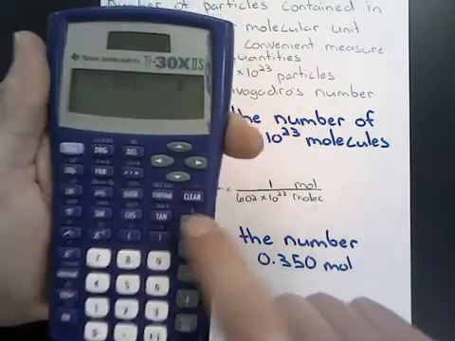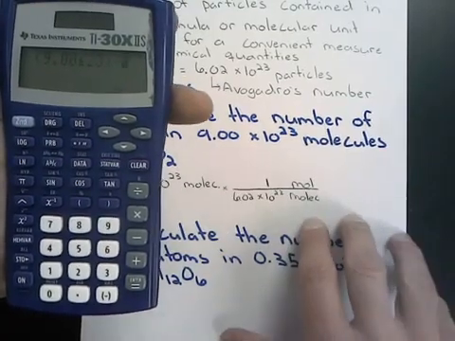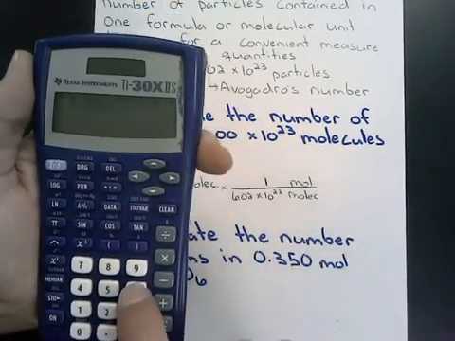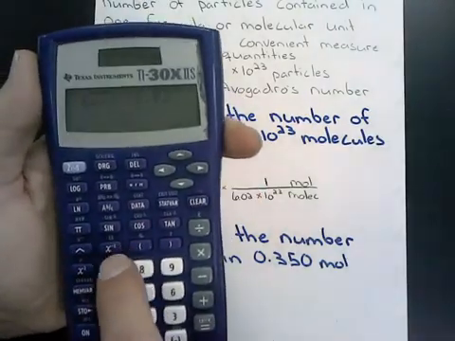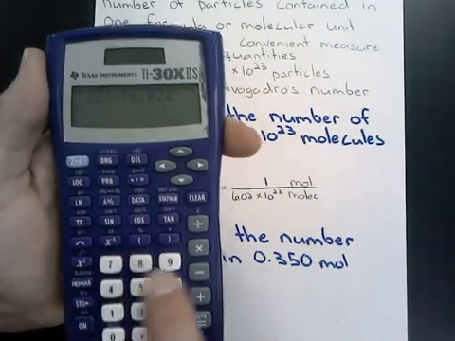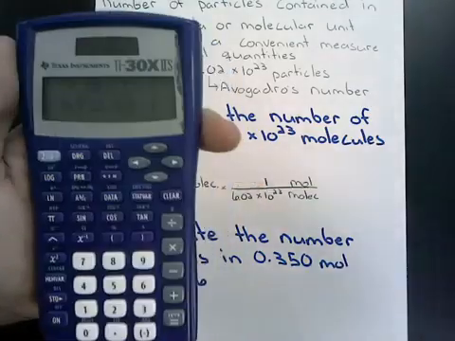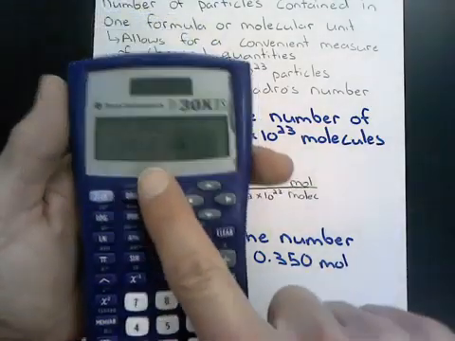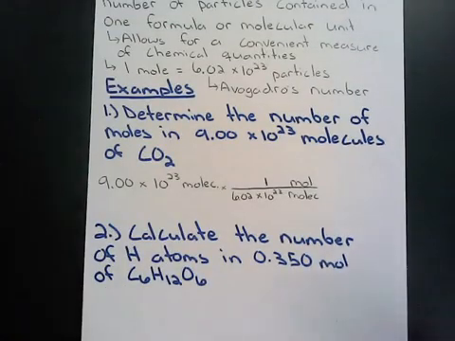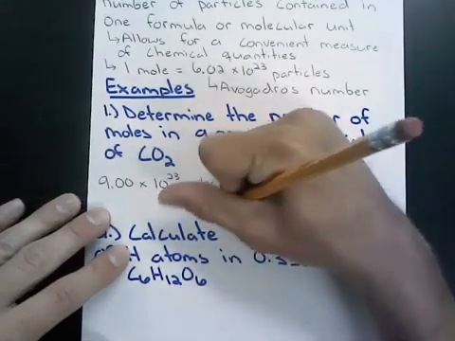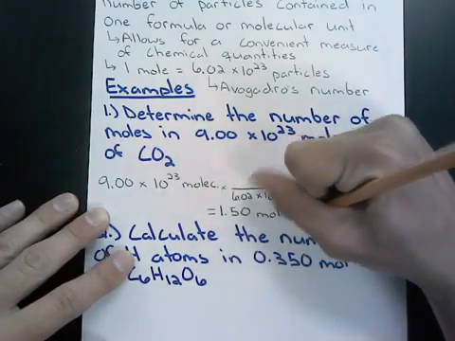Now, we divide it by 6.02 times 10 to the 23rd. Again, we have another number in scientific notation, so we have 6.02, we put that in parentheses, and then times 10. You can just hit second, EE, and then 23. I press enter, and the value here for the number of moles, after we round it, would be 1.50 moles of CO2. Again, this would be 1.50 moles of CO2.